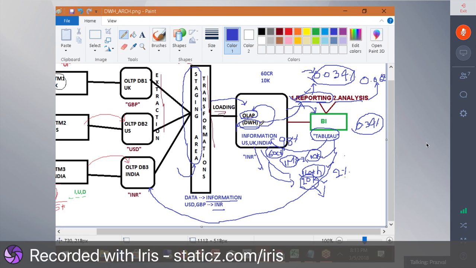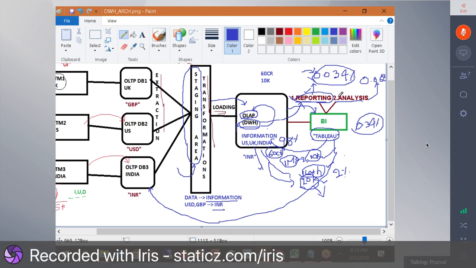How are they doing the reporting and analysis? They're taking the input from the data warehouse. They're taking the required information from the data warehouse, and based on that information only, they're doing reporting as well as analysis. So the data warehouse is providing the required input to perform reporting as well as analysis.